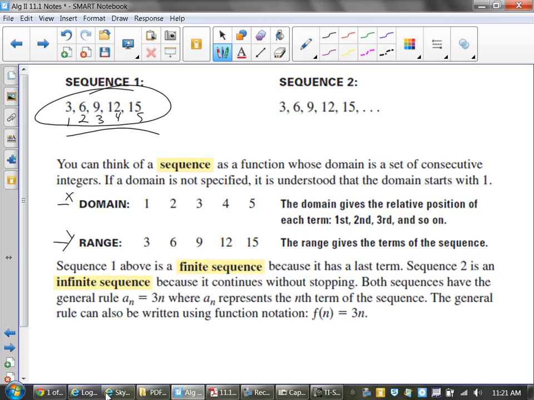Yes, sir? Is this like the n over 2 times n or something? Will we get into that? Yeah, we get into stuff like that. We will get into stuff like that.